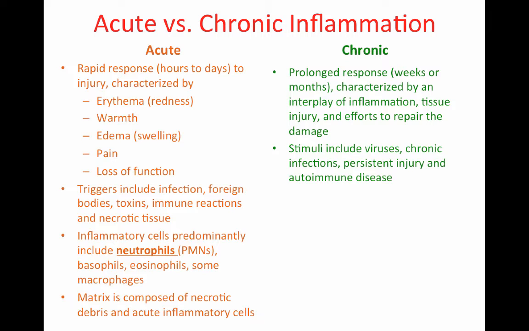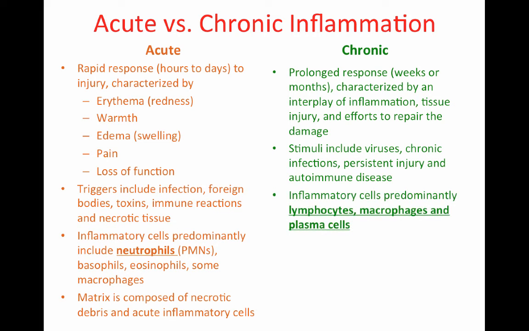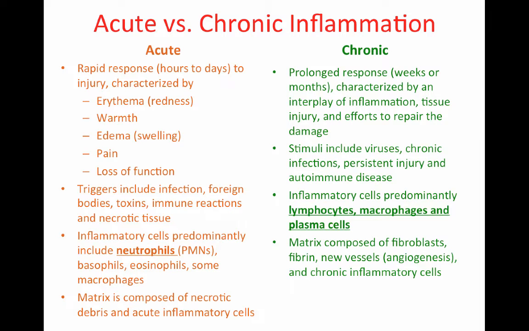In chronic inflammation, the adaptive immune response plays a fundamental role. Inflammatory cells include lymphocytes, macrophages, and plasma cells. Matrix is composed of fibroblasts, fibrin, new vessels or angiogenesis, and chronic inflammatory cells.